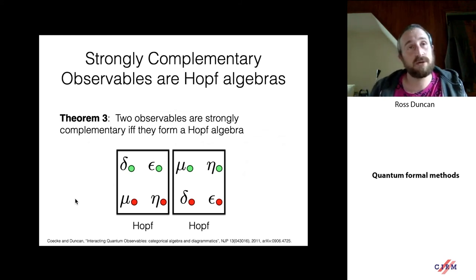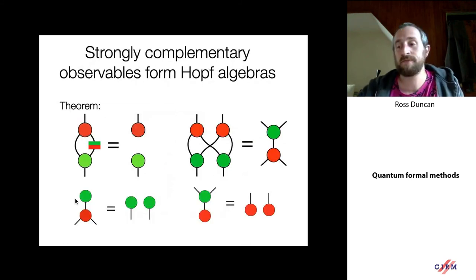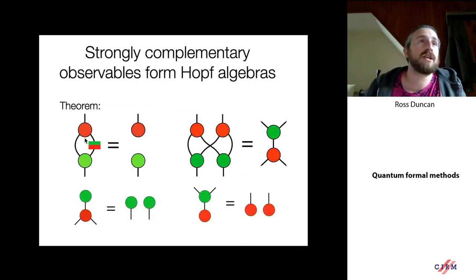So a Hopf algebra is another algebra, like a Frobenius algebra, which has a multiplication and a co-multiplication, but they obey slightly different equations. This gadget here is called the antipode, and you can define it from the other stuff. I'm not going to show the equation here. So what do we see?